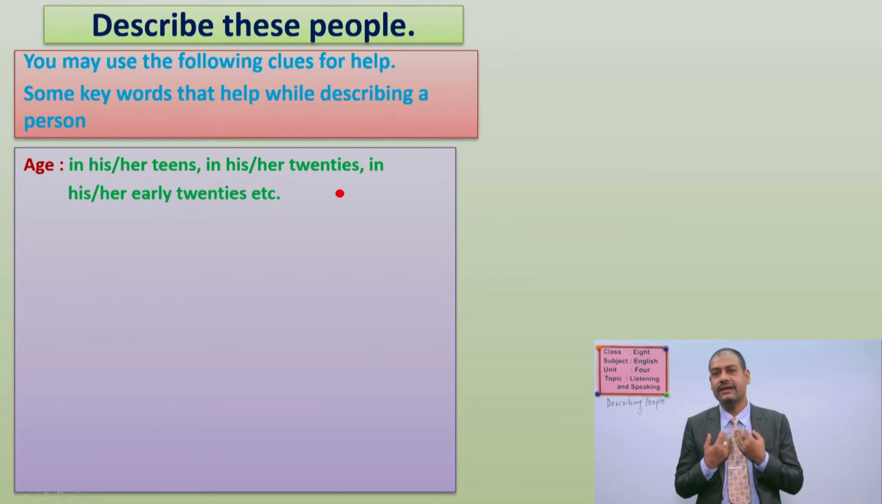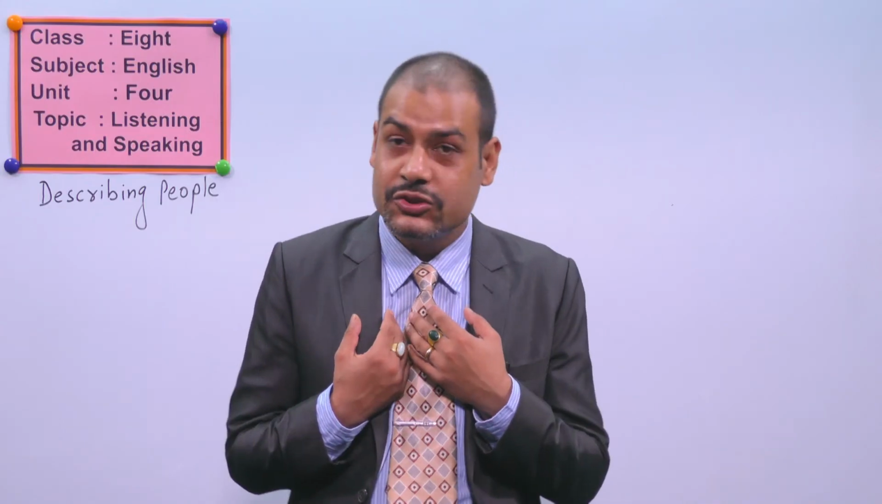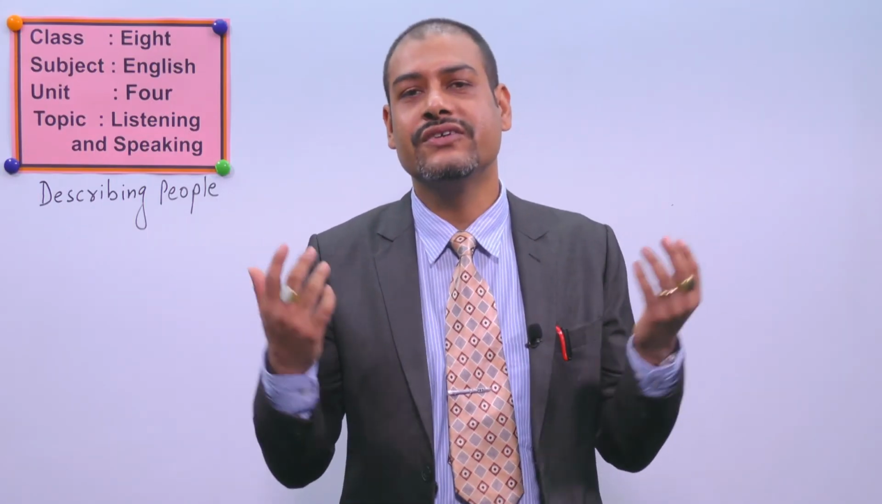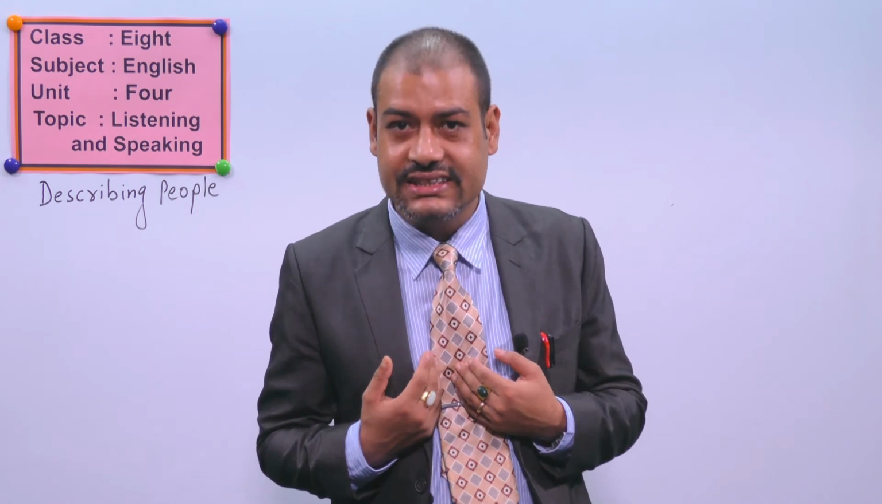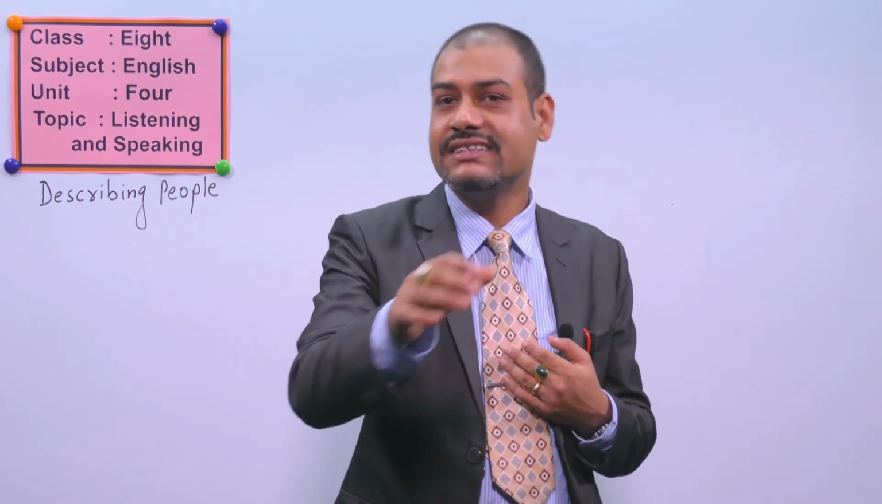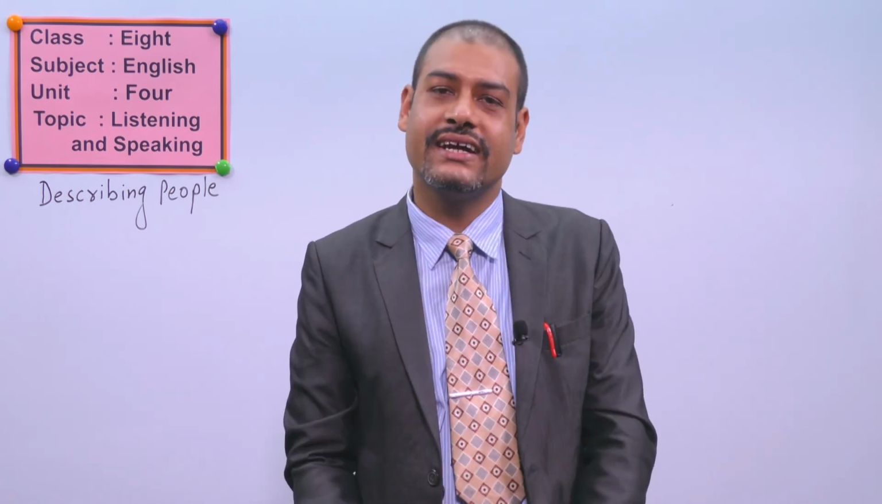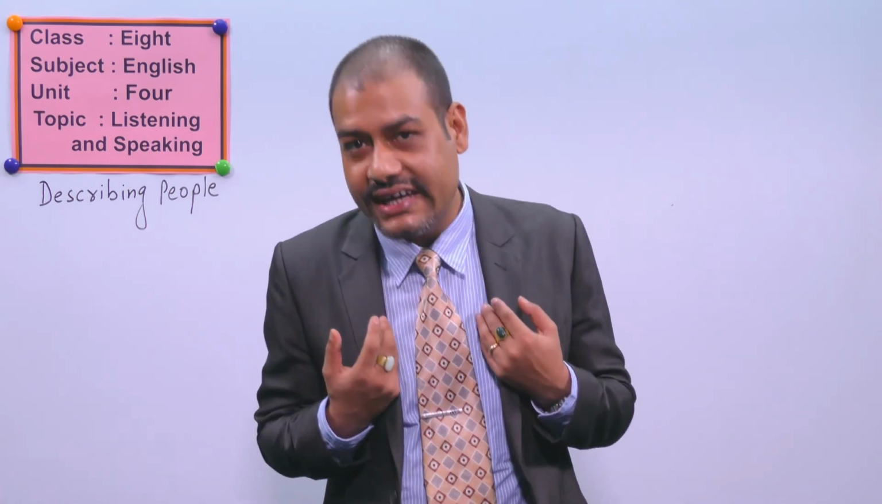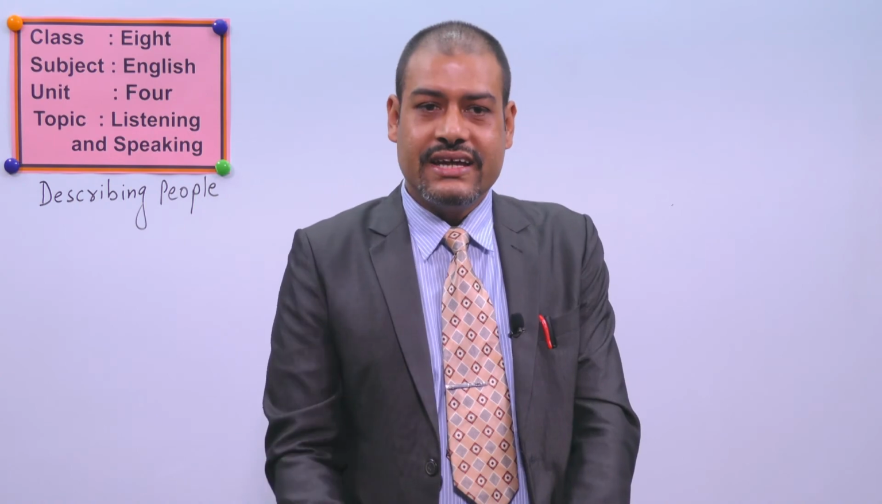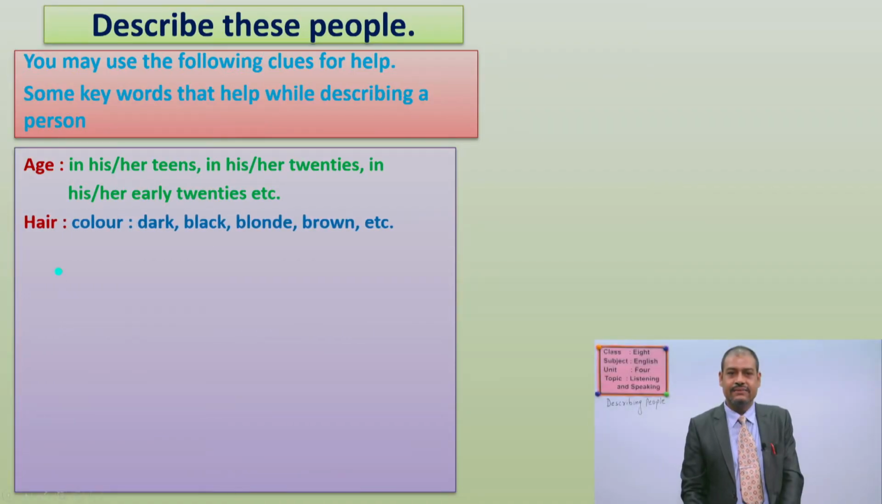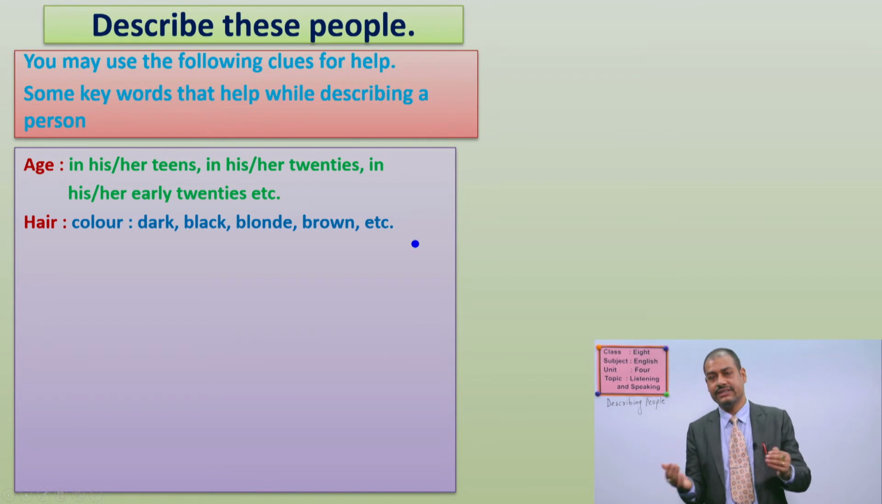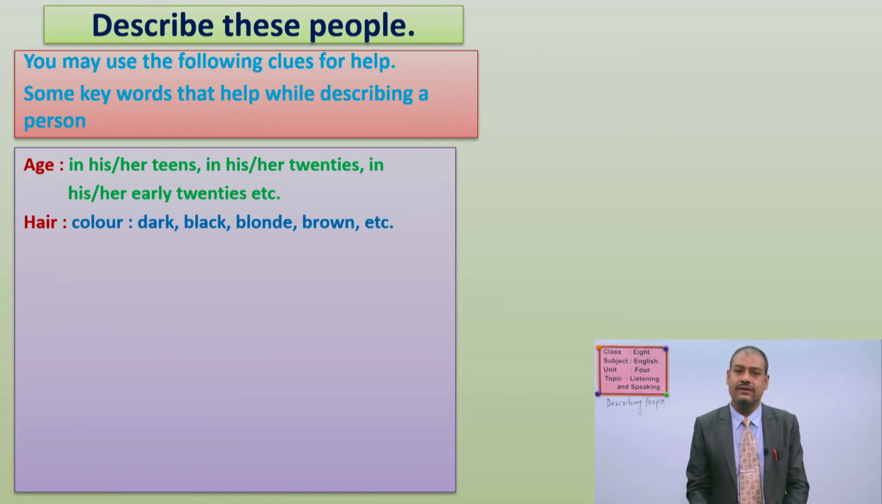For example, if I am, let's say, 29 years old, how do you describe me? Yes, you can say our English teacher is in his late 20s. You can describe my age like that, okay? Then after, you can describe the color of hair, like dark, black, blonde, brown, and some other words you can use to describe the color of hair.